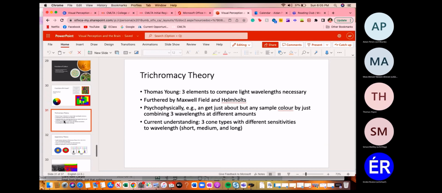And then, of course, currently there are three cone types, which have different sensitivities to the spectral distribution of light, such that you have cones which are most sensitive and fire the most to shorter wavelengths of light, so blues. Then you have cones which respond best to medium wavelengths, greens, and then cones which respond best to long wavelengths, or reds and oranges. Together, these three send inputs to the brain and are processed at the level of ganglia to allow us to interpret these wavelengths and make use of colored vision.